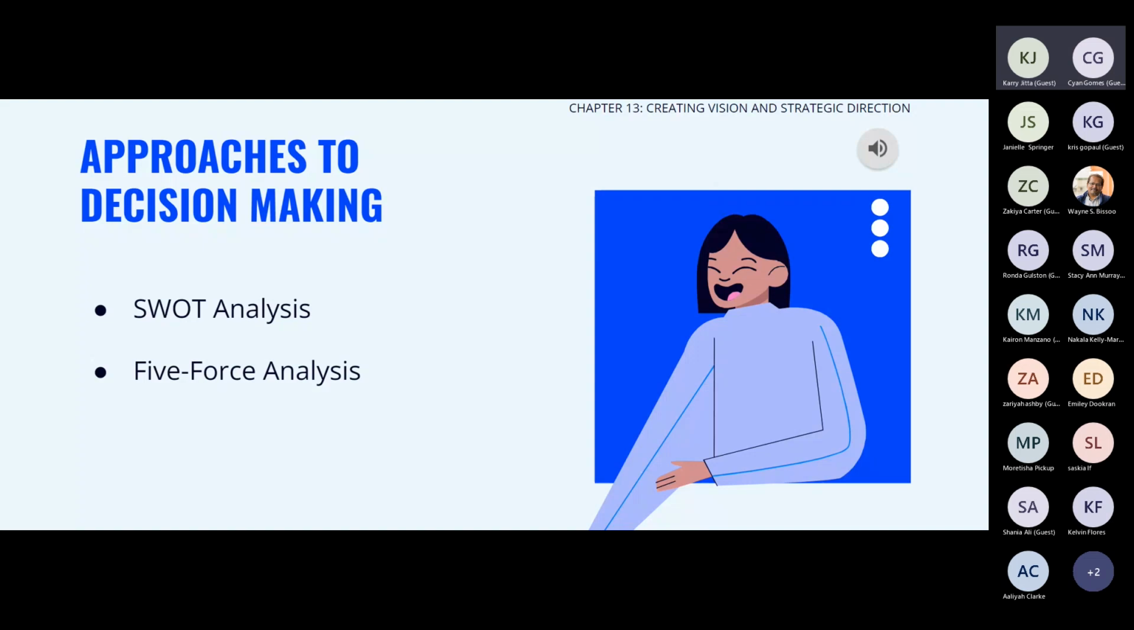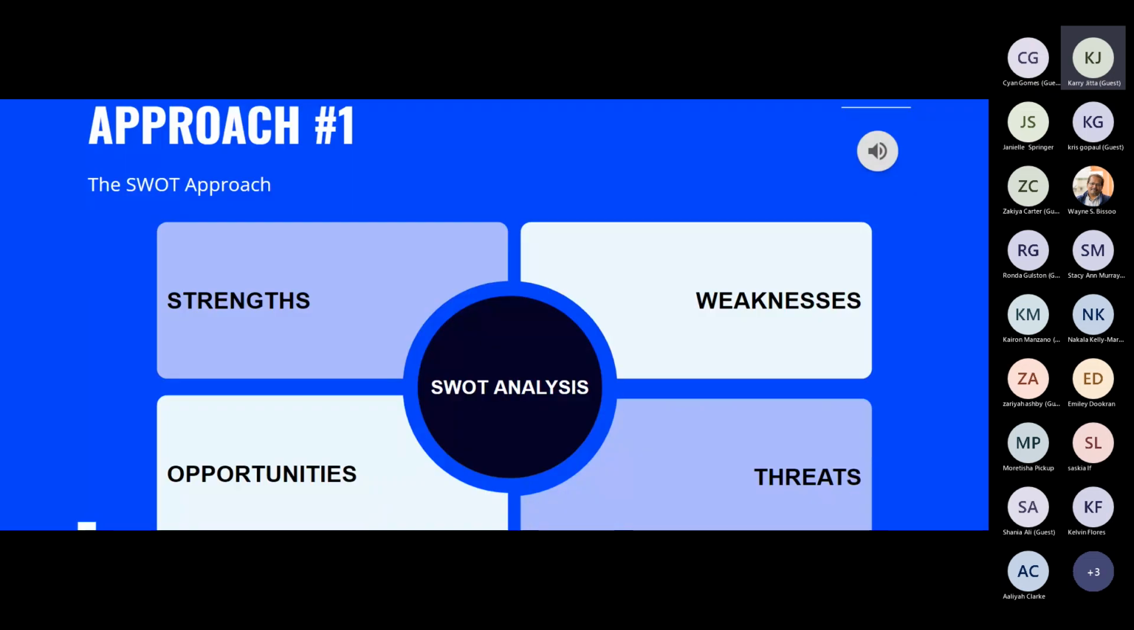Approaches to decision making: SWOT and 5-force analysis. Approach number 1, the SWOT approach. This is an approach leaders take in setting a course for the future using hard analysis. This situation analysis includes a search for SWOT, which is an acronym for strengths, weaknesses, opportunities, and threats that affect organizational performance.